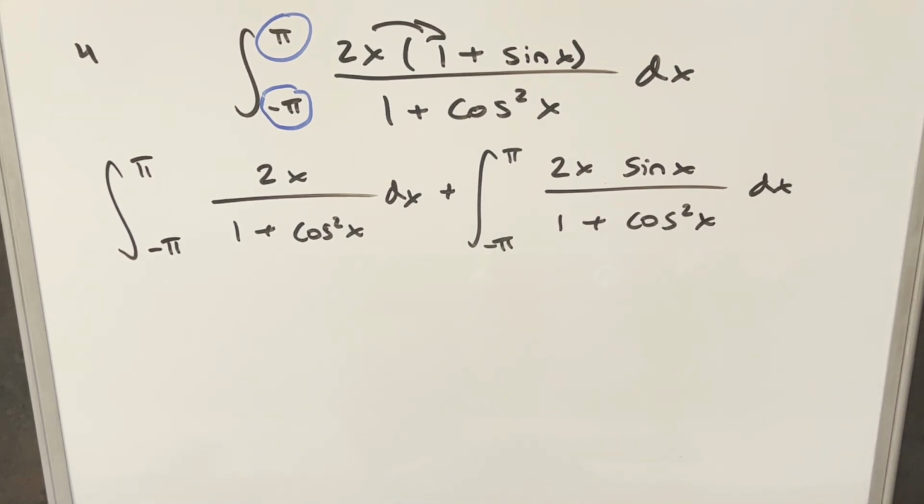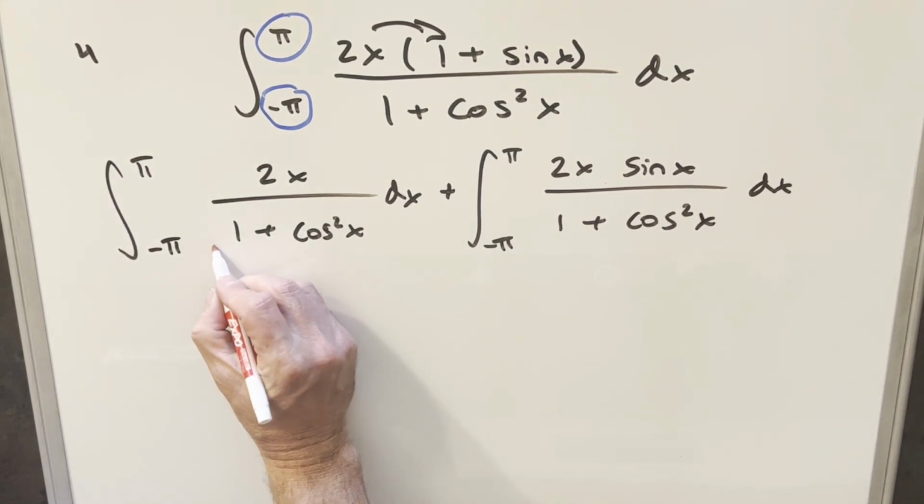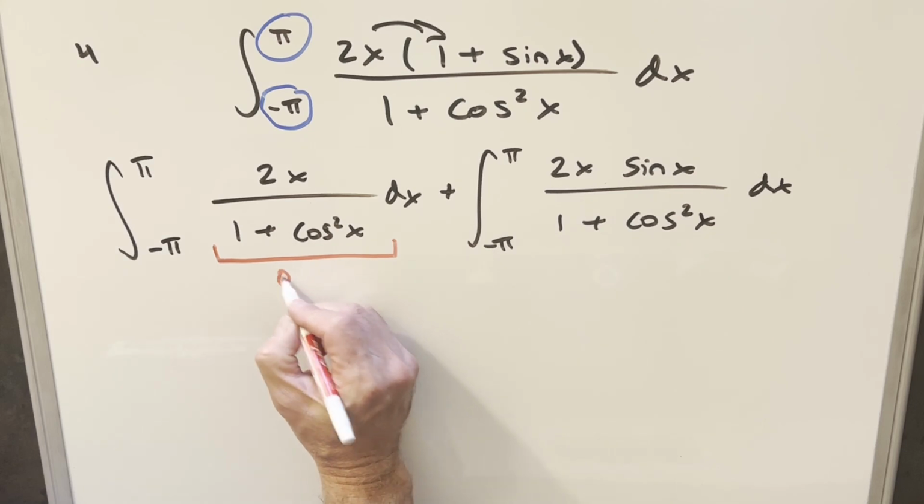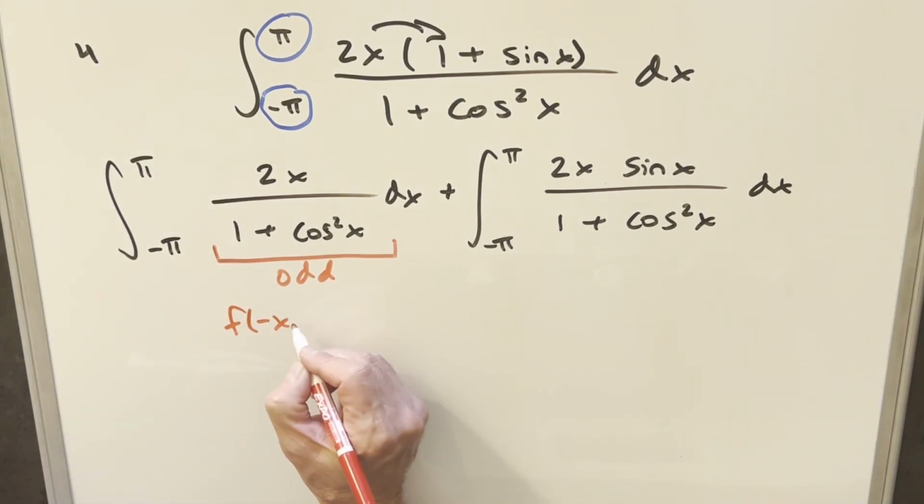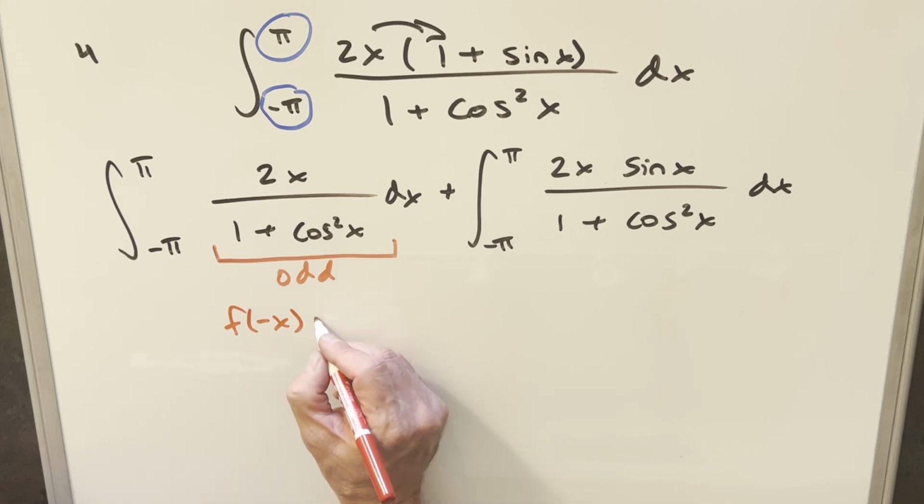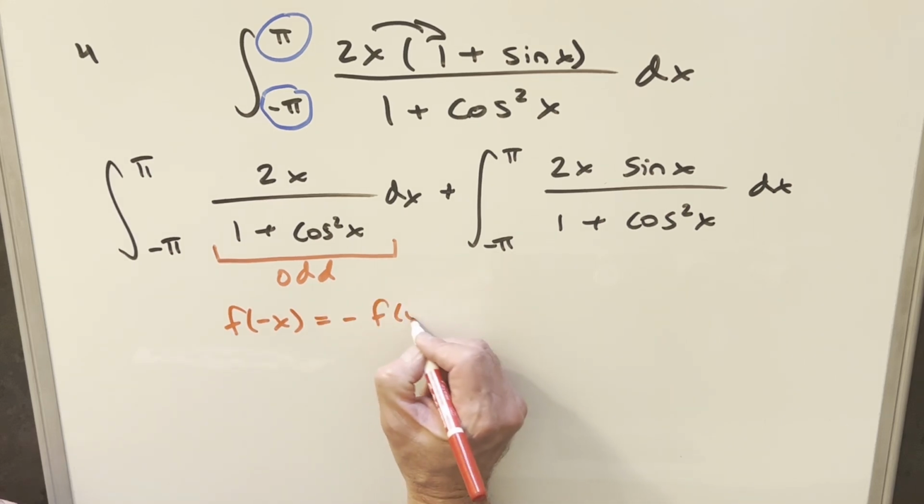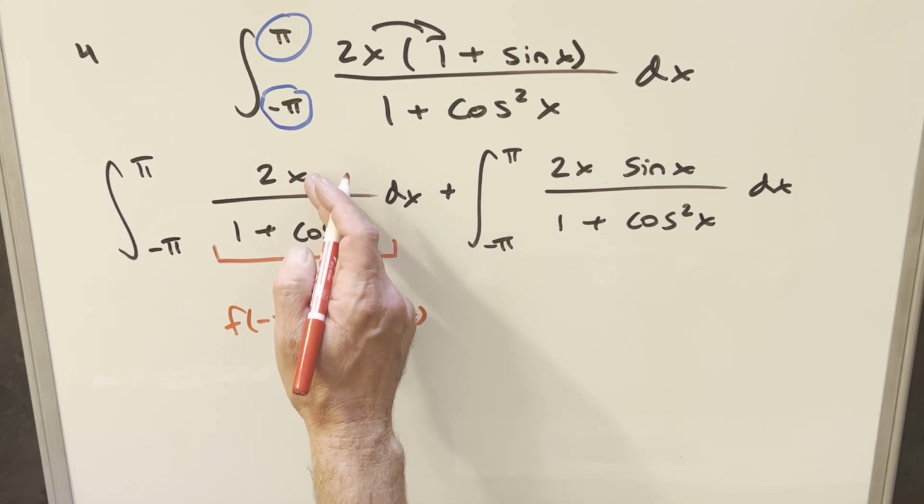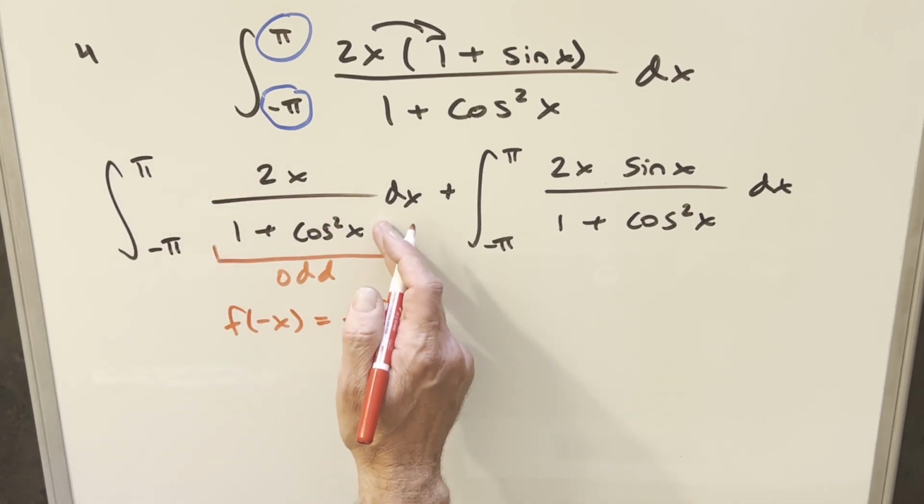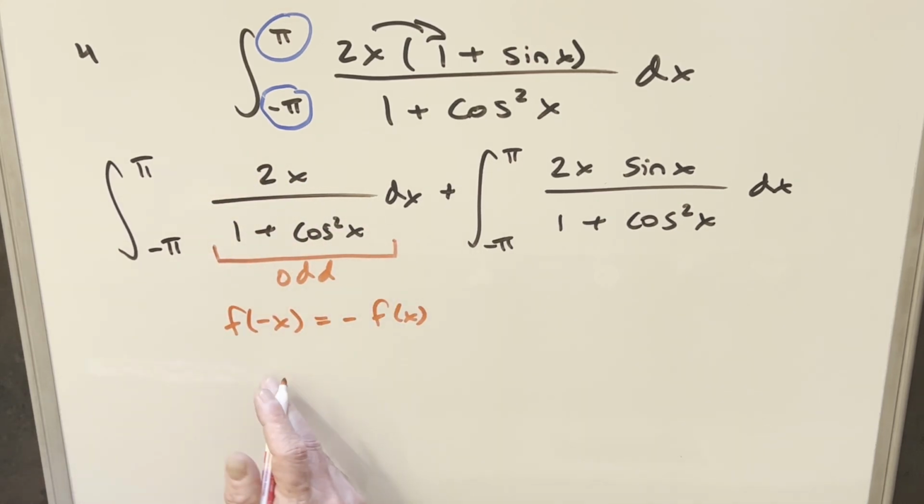In doing it this way, what we notice is this first function here is an odd function. Our definition for an odd function is that f of minus x is the same thing as minus f of x. So if you take a minus x and plug it in here, the minus is just going to come out in the numerator, and it's going to get wiped out in the denominator.